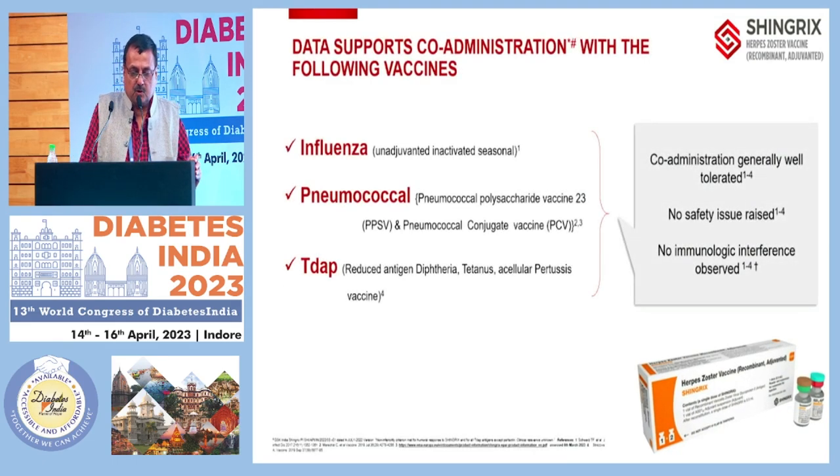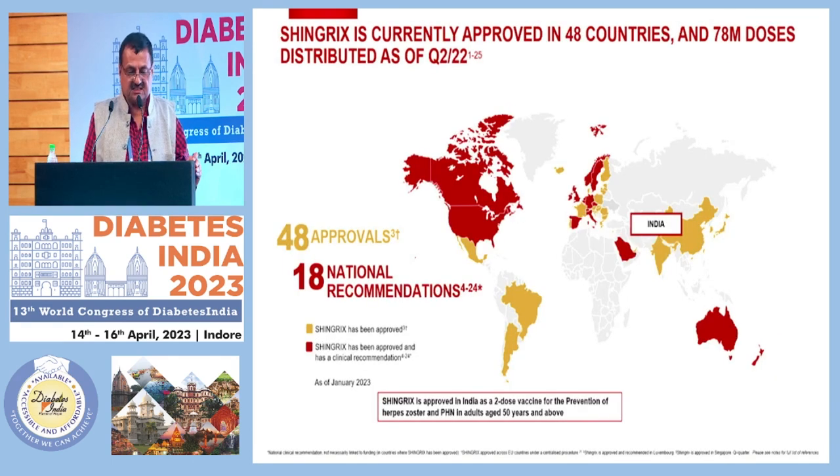The data supports co-administration with the following vaccines. If you give the influenza or unadjuvanted inactivated seasonal vaccine, the pneumococcal, and this Tdap, they can be co-administered. There is no contraindication. This is currently approved in 48 countries, and 78 million doses were distributed as of the second quarter of 2020, and the 48 approvals are there. 18 national recommendations are there.